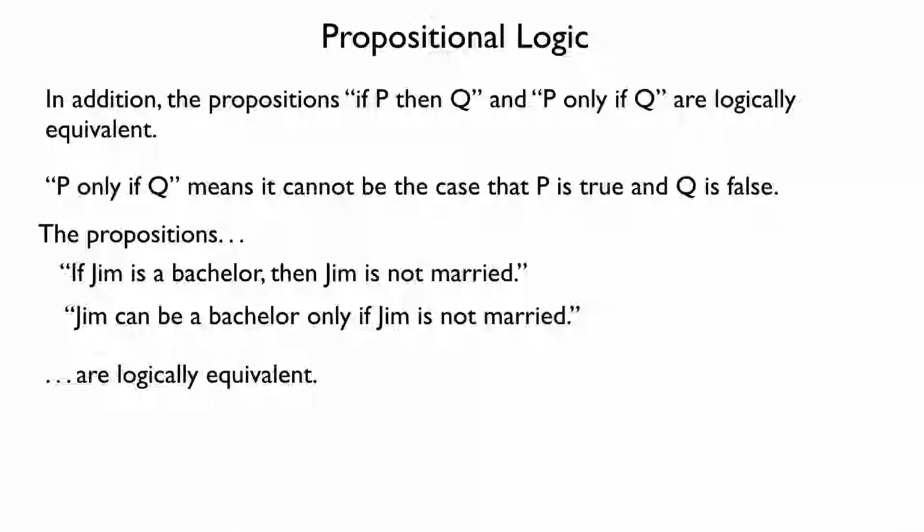In addition, the propositions if P then Q and P only if Q are logically equivalent. P only if Q means that it cannot be the case that P is true and Q is false, because P can be true only if Q is true. So, for example, the propositions if Jim is a bachelor, then Jim is not married, and Jim can be a bachelor only if Jim is not married, are logically equivalent.